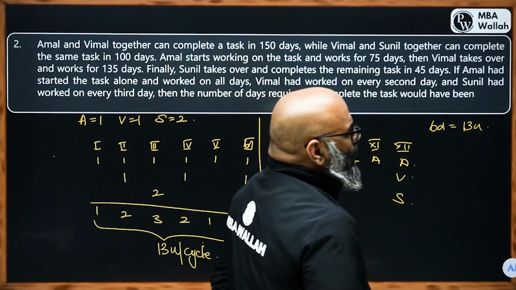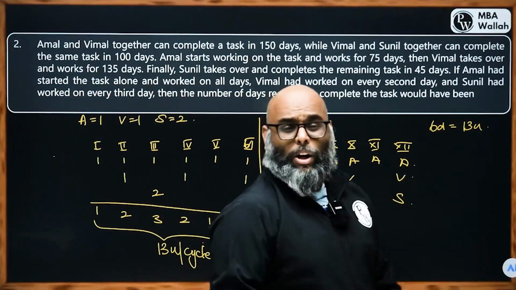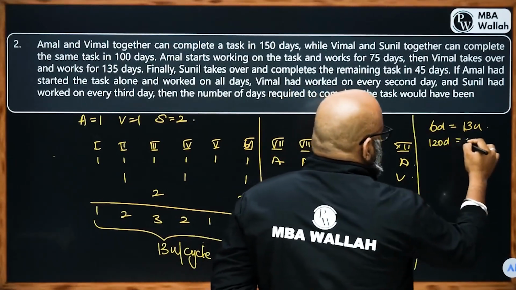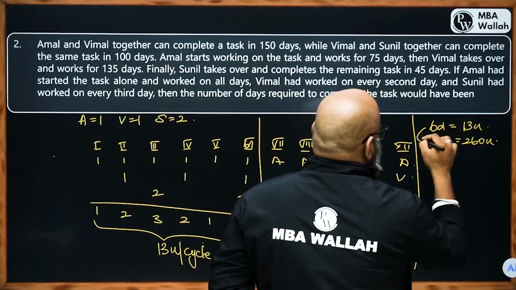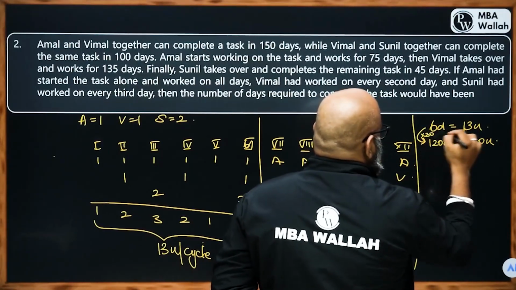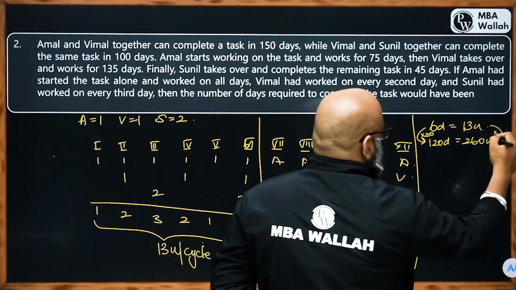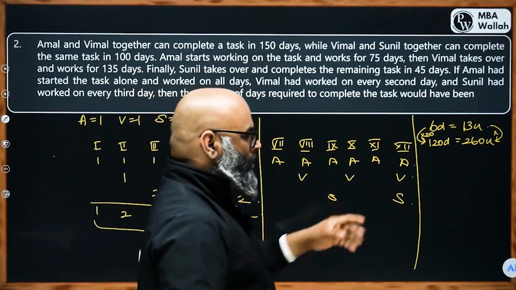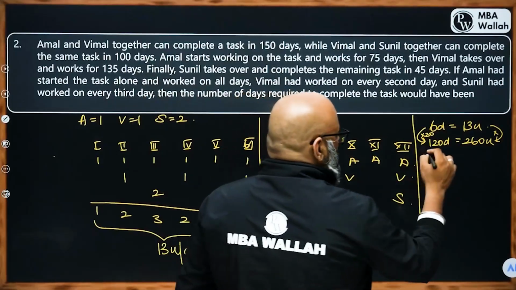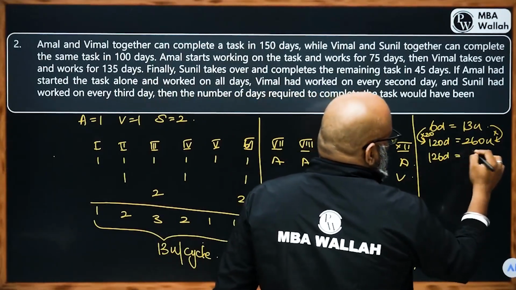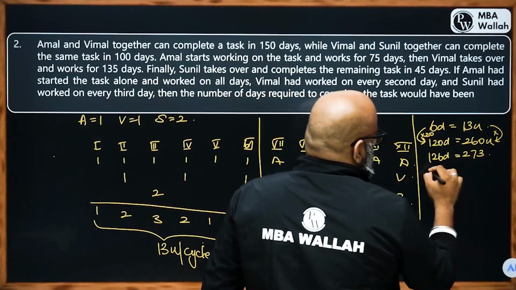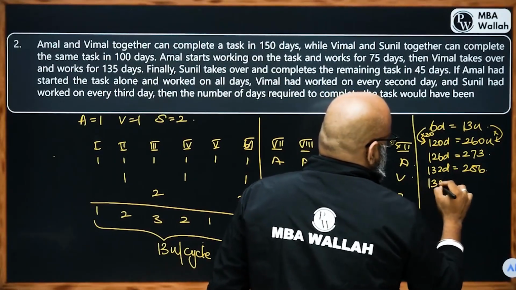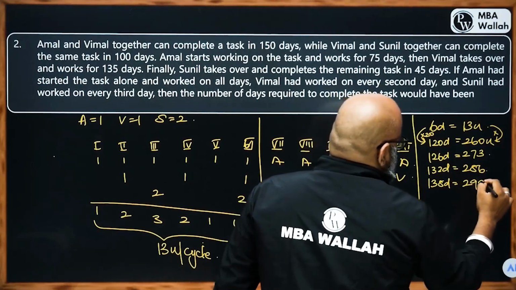I'm going to 13 more than 20 times. So 120 days, that will be 260 units, because 13 into 20. So for every 6 days, I'll get 13 units. From here, I'm going to add 13, 13, 13. So 126 days, 273. 132 days, 286. 138 days, 299.